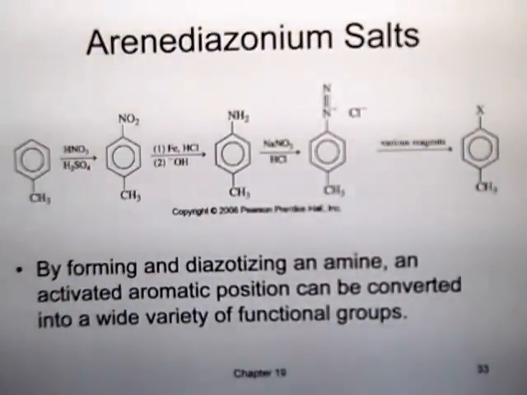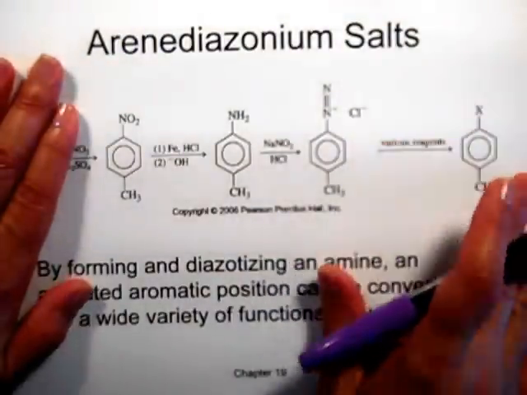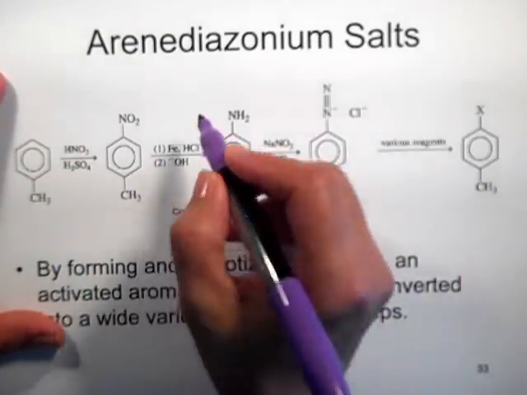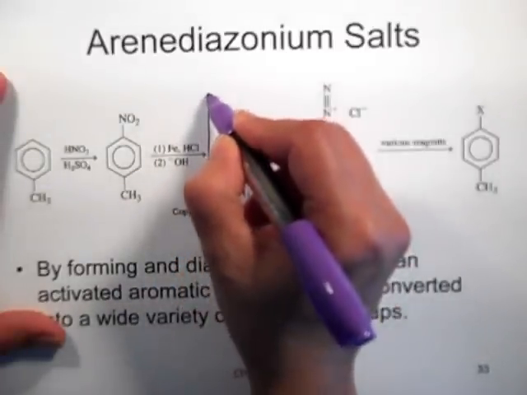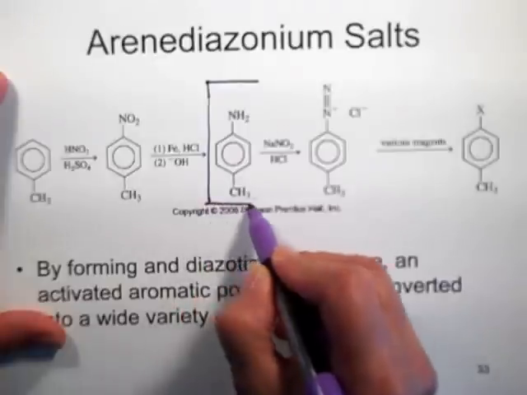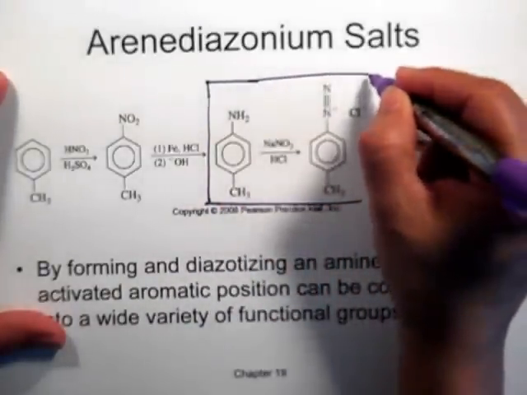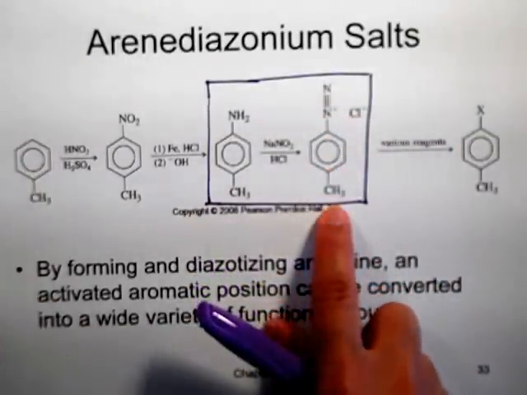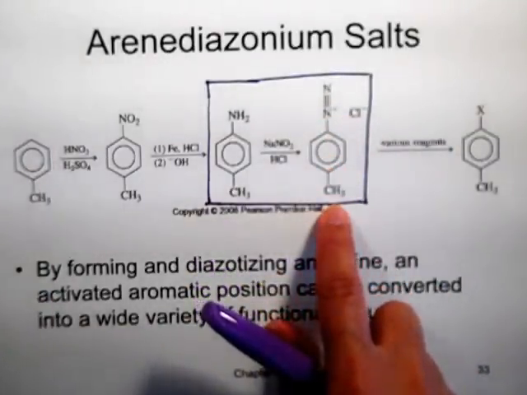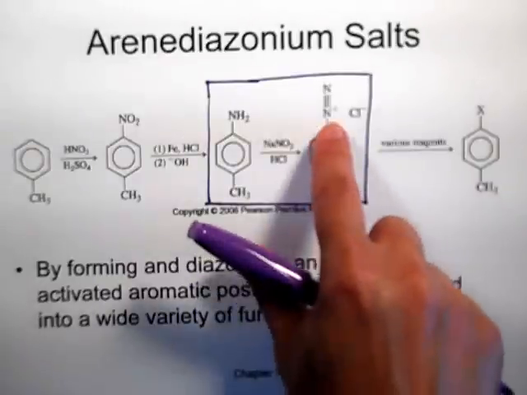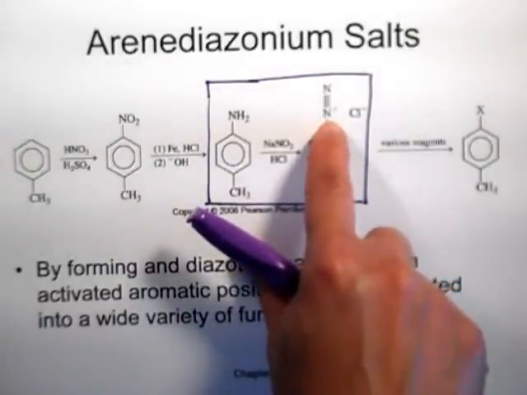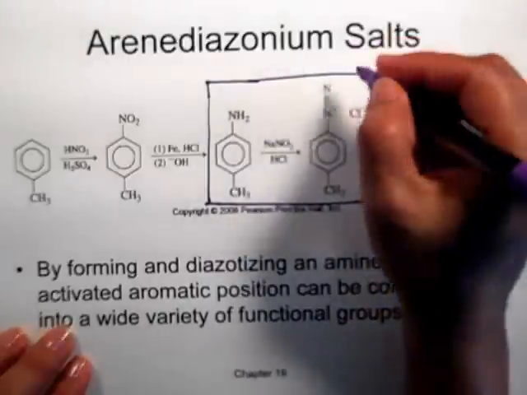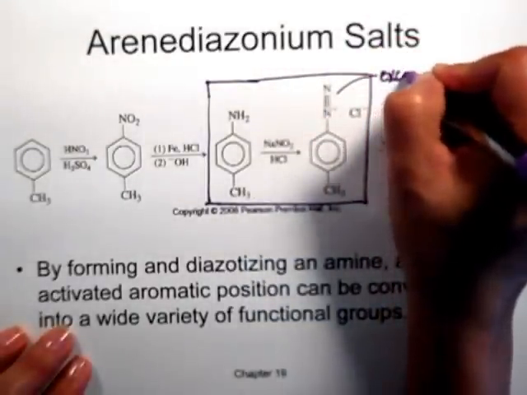All right. This is a very interesting part. I know it has 1, 2, 3, 4, but we're going to start right here. This is a reaction that we're going to be studying. This right here is an arene diazonium salt. And when you have an arene diazonium salt, what you basically have is a nitrogen molecule that's ready to go. It is ready to go. So it's an excellent leaving group.